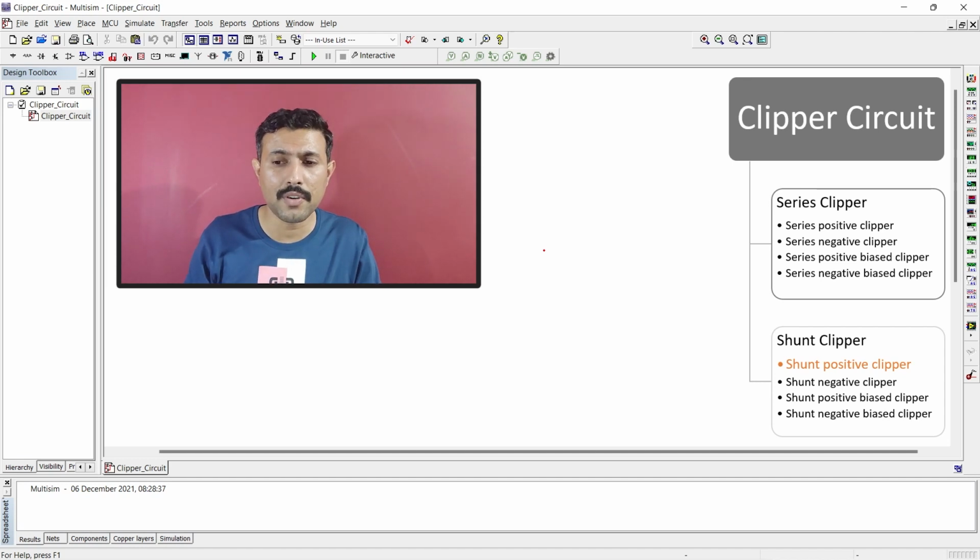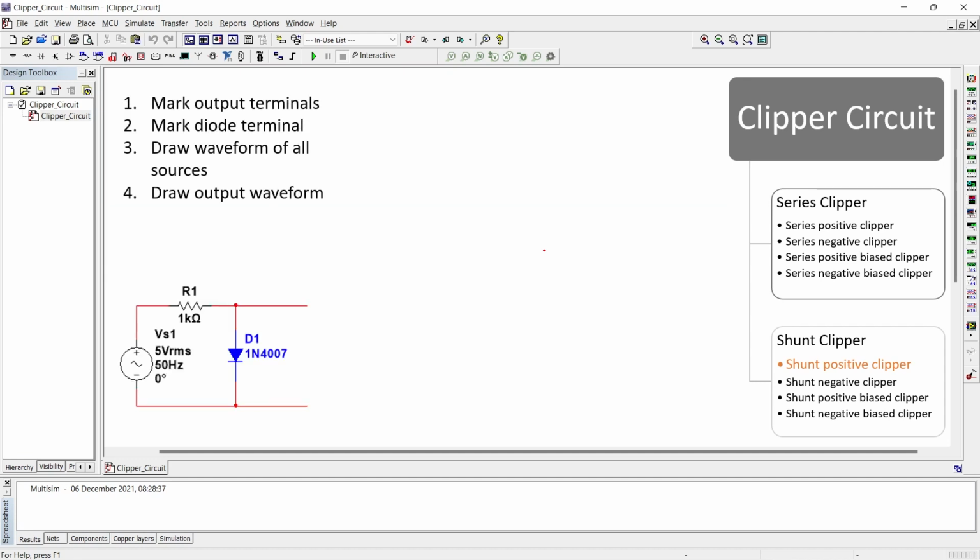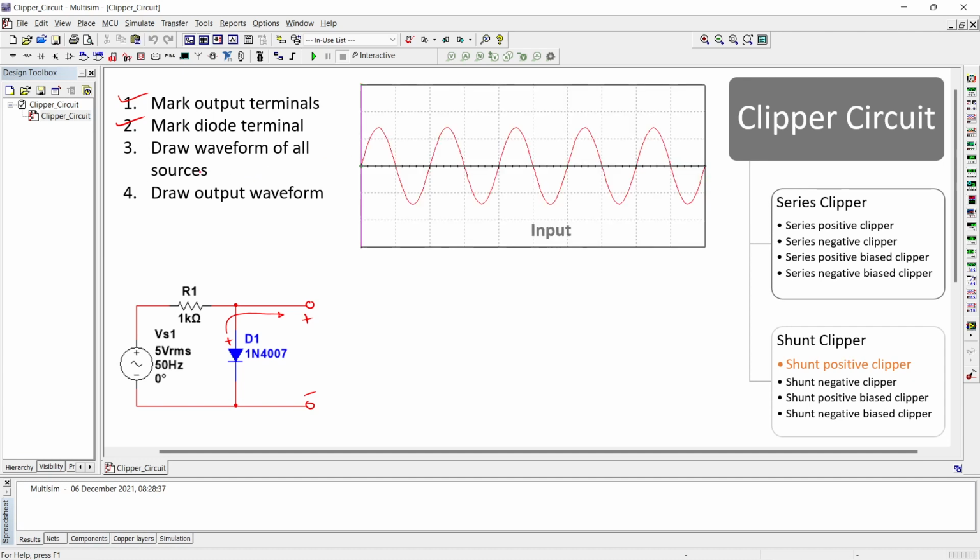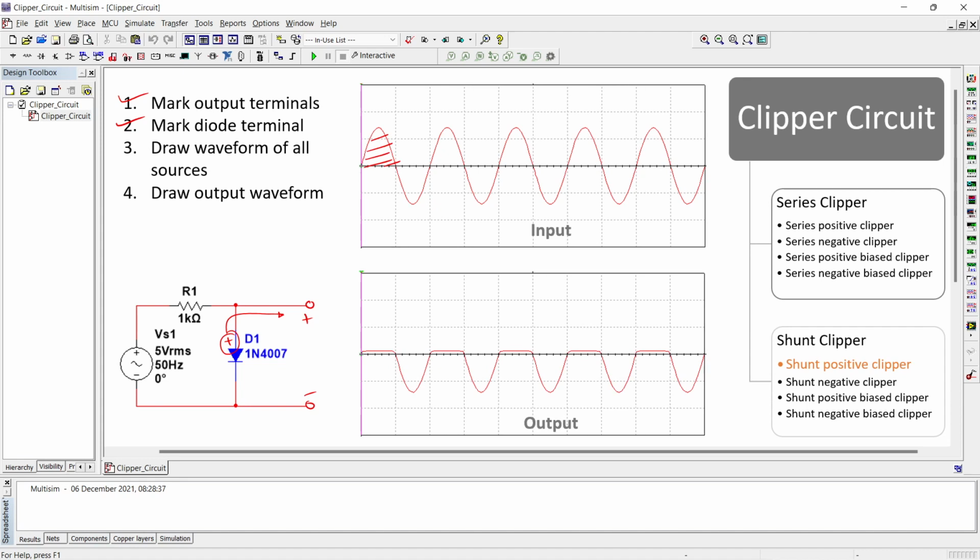And now we are going for the shunt clipper. This is the circuit of shunt clipper, the two terminals. The process will remain same. Mark out the terminals, plus minus. Mark diode terminal. This positive terminal of diode is facing the positive of output. Draw the waveform of all sources. Here we have only one source. So now this positive terminal of diode facing the positive of output, that means we need to clip off the positive section of the signal, and the output will look like this.